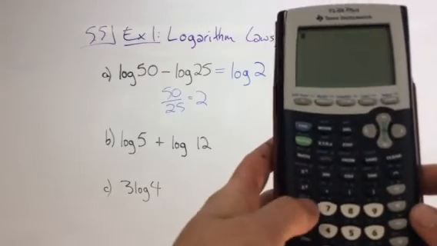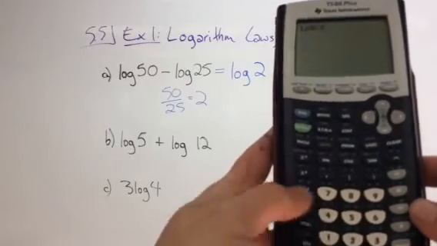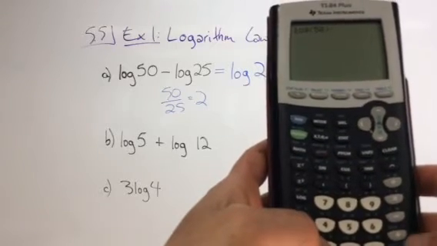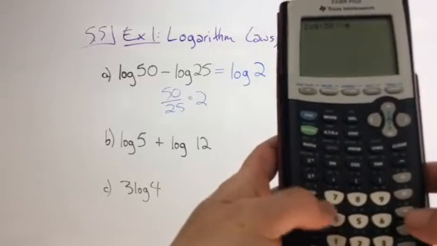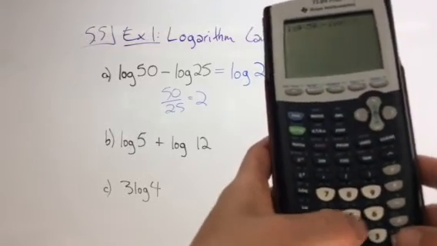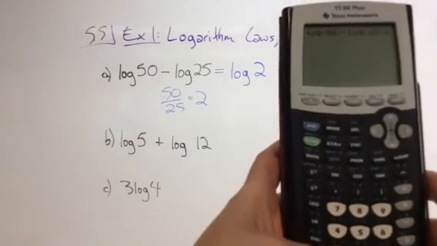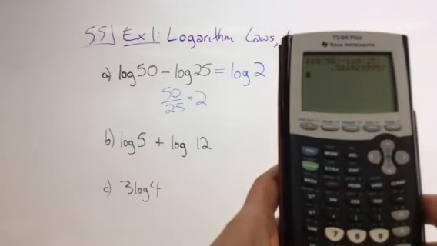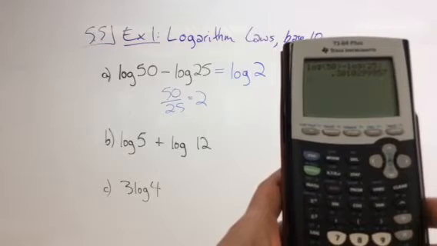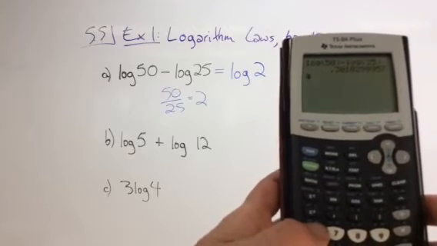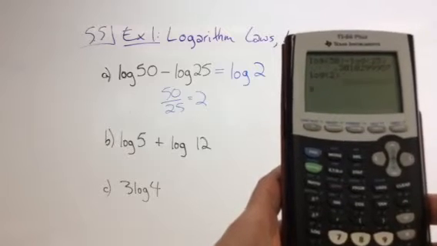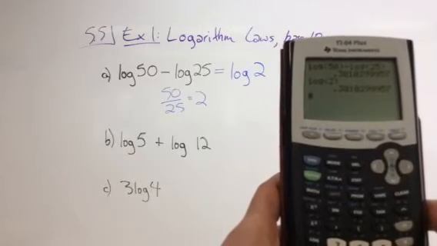We will use the log button, and we will write in 50, close the bracket, and subtract. Use the log button again, 25, close the bracket, equals, and we have a number there, 0.301. Now we're going to verify our result by going log 2, because that's what we said it's equal to, and in fact it is the same number.